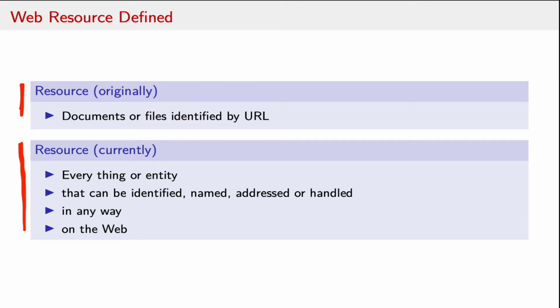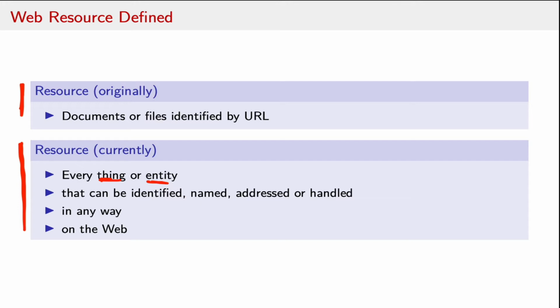So a resource is defined in the following way. It's anything or entity that can be identified, named, addressed, or handled in any way on the web. So as you can see, this is a very, very general purpose definition for the notion of a resource. So it could be a document, it could be a piece of data, it could be a spreadsheet, it could be a video, it could be an image, it could be CSS, it could be JavaScript, right? Anything that we can identify, name, and address in any way on the web counts as a resource.